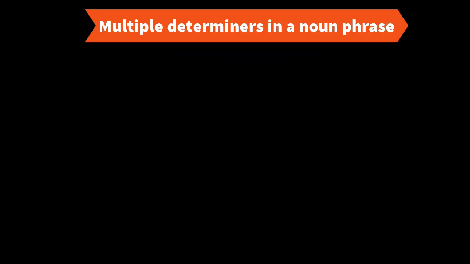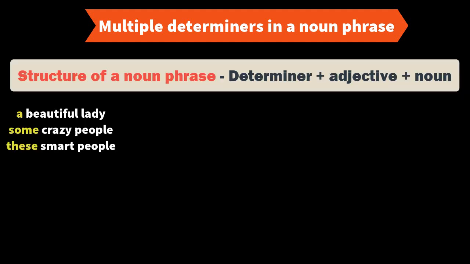So guys, we have looked at all different types of determiners and how we use them, right? We'll talk about all these different types of determiners in separate lessons, right? Now let's talk about multiple determiners in a noun phrase. Can we have different types of determiners in a noun phrase? Can we? Let's understand this. Let's figure it out. Guys, I've already told you the structure of a noun phrase. First a determiner, then the adjective, then the noun, right?